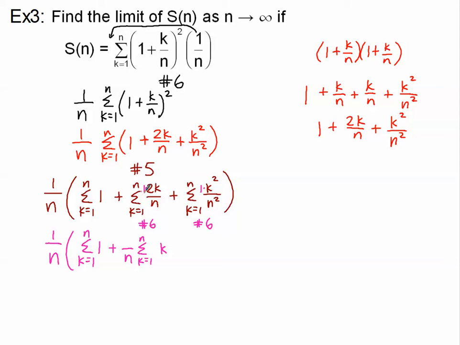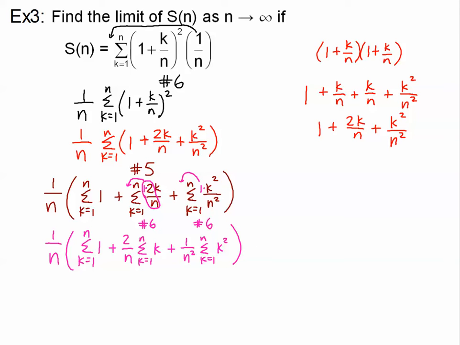We'll pull out a 2 over n. This whole constant will come right on out, and I'll just have my k. Plus, I see a 1 over n squared, and I'm going to pull that out of just this individual sigma, and I'm left with k squared.